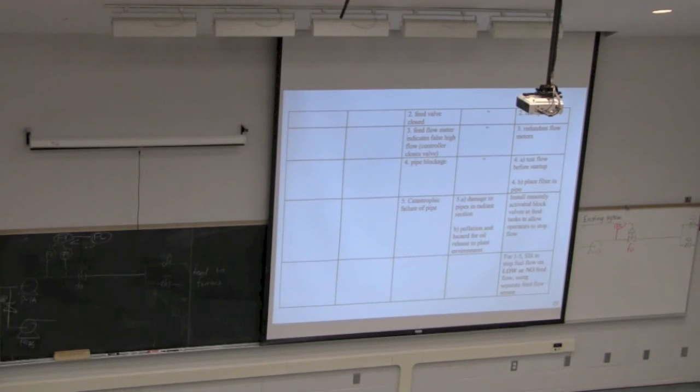So that's the system there when we say add in a redundant flow meter, we need to do this extra work. So we've added that to our flow sheet.